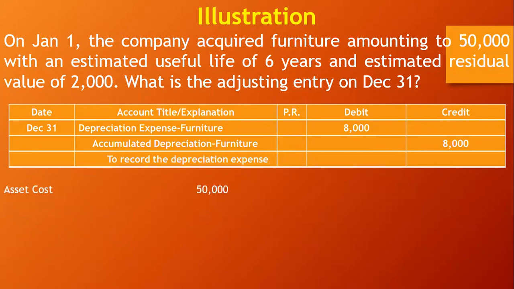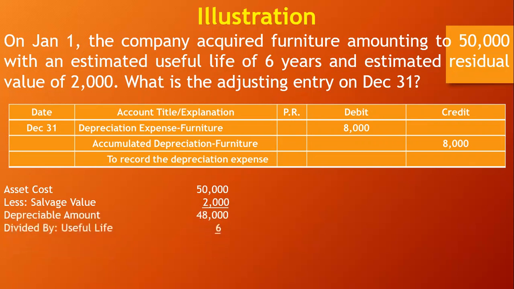So asset cost, given naman, no, noong January 1 ay bumili itong company ito ng furniture, nagkakahalaga ng 50,000. And then sabi ay meron daw itong residual value or salvage value na 2,000. So the depreciable amount is 48,000. So i-divide natin sa useful life niya. Ang sabi ay the useful life is 6 years. So 48,000 divided by 6 is equal to 8,000.